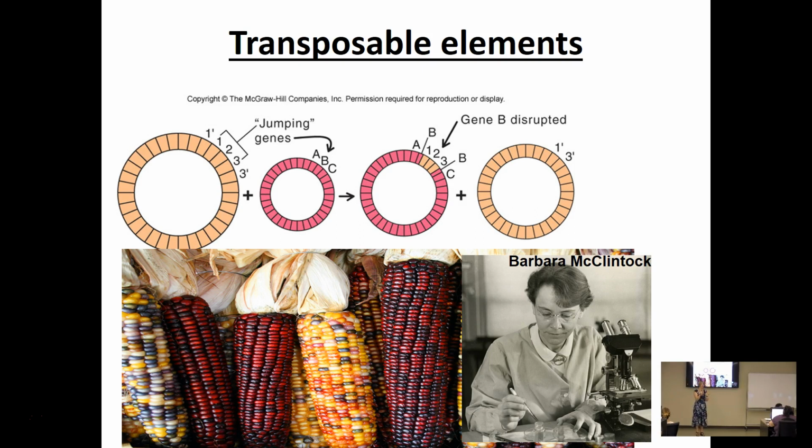But RNA polymerase can no longer make B because it's been split up by that jumping gene 1, 2, and 3. So it's essentially knocked it out, made B non-functional. It'll make 1, 2, and 3, they're intact, but we just disrupted B. B is non-functional now. And they've literally done this to the organism level.